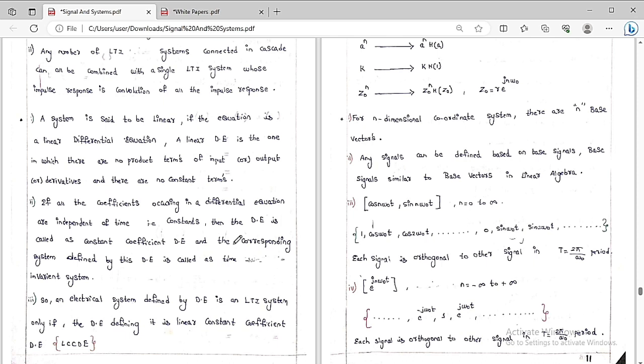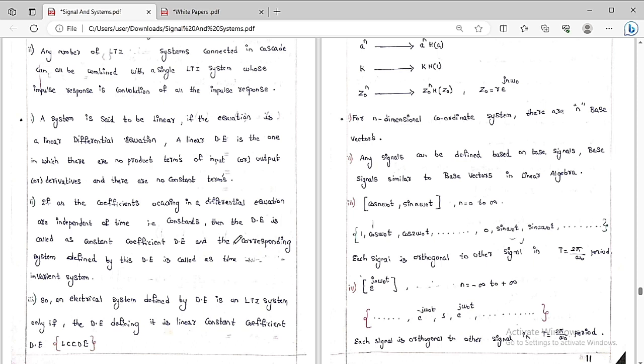So finally, I can say, suppose you have some system, and there is an input and output, there is some relation between them with the help of some differential equation. If the differential equation is linear, then only we can say the given system is said to be a linear system. A linear differential equation is one in which there are no product terms of input or of output or of derivatives, and there are no constant terms. Then we can say the given differential equation is linear, so the system is said to be linear.